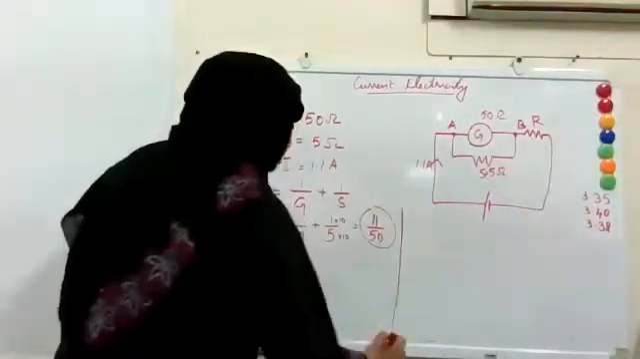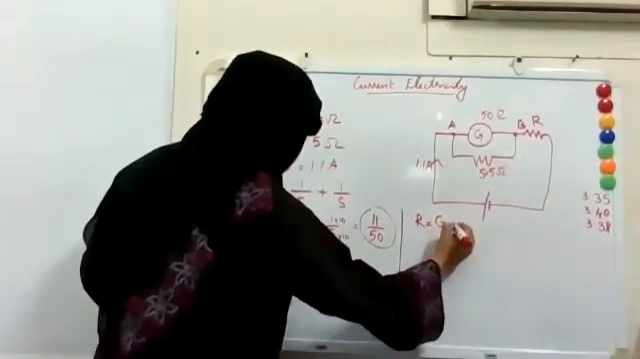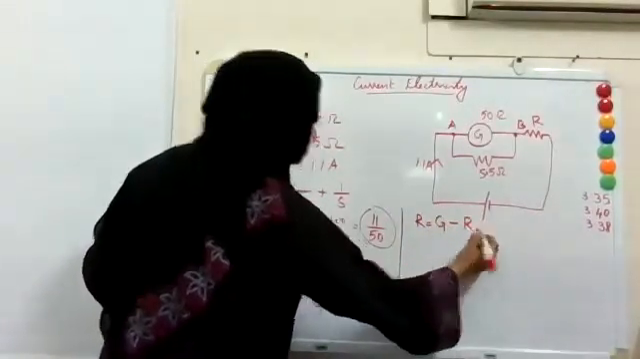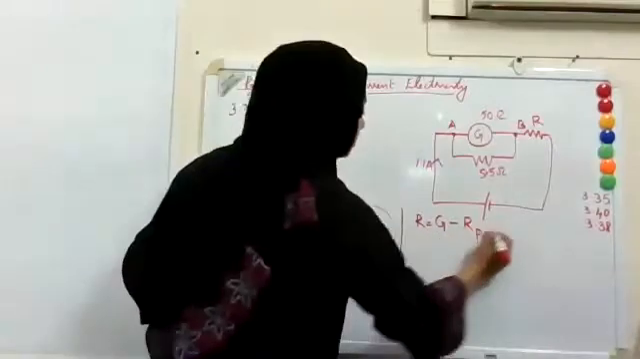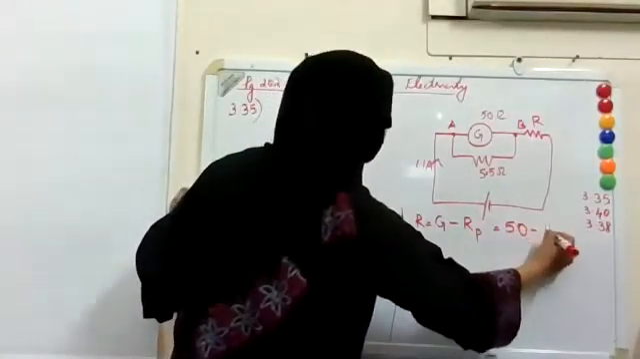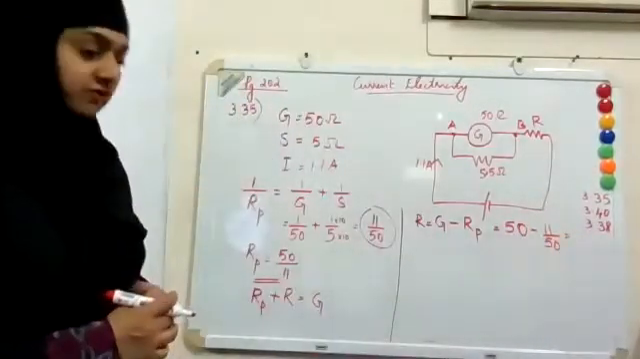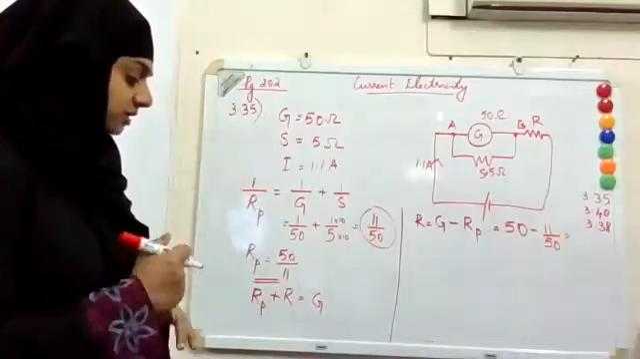In order to get R, R will be equal to G minus Rp. You know G is equal to 50, minus 50 divided by 11. You can do this calculation by yourself. What is the answer you get by this?